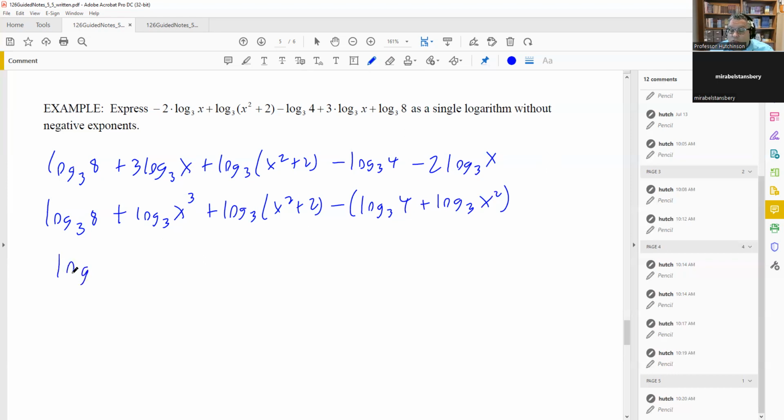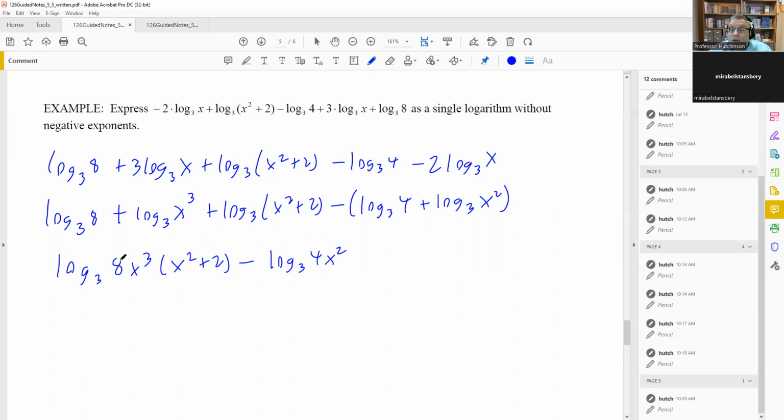So for this, I have log 3. It doesn't matter how many of these you have, you're just going to multiply all of those because they're all plus signs. So I'm going to do 8 x cubed times x squared plus 2. All those end up being multiplied together. And then this one here, these two get combined together as well.